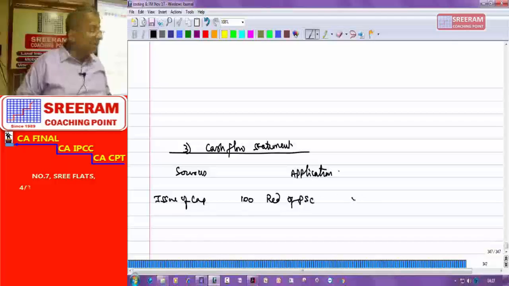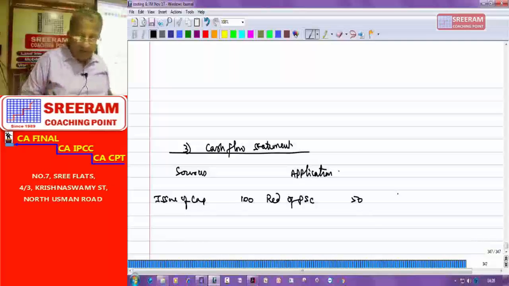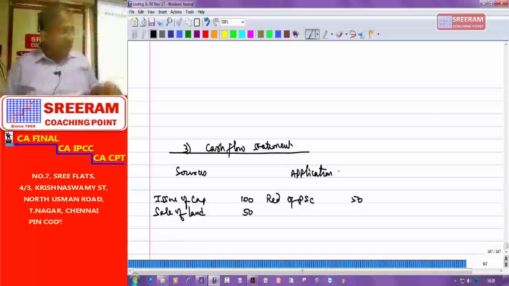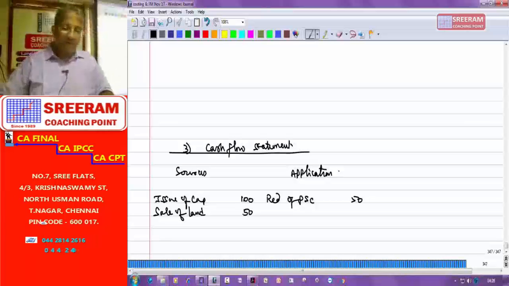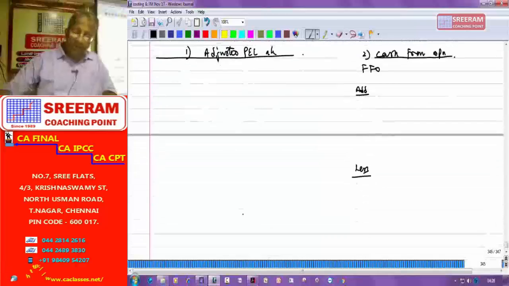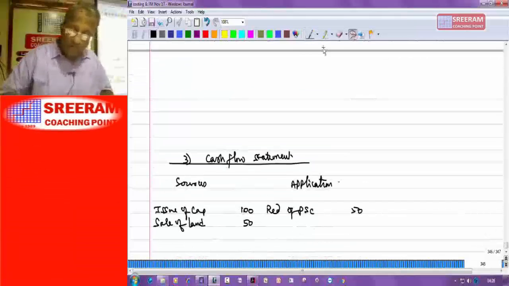Then capital reserve, we will skip this item, since we have had the experience of solving the problem under fund flow. From there we will pick up sale of land, that being 50. In the case of land, we will skip this because we have already made a discussion. Then general reserve, what is that we should do for general reserve? So we will take it up to adjusted P&L account.